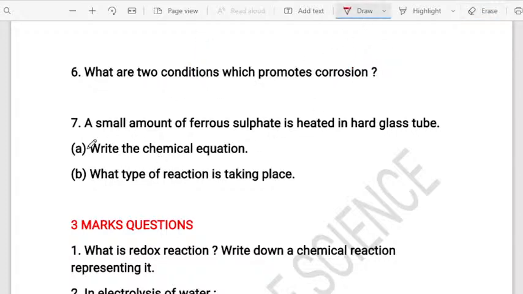Next, look: a small amount of ferrous sulfate is heated in a hard glass test tube. Write the chemical equation. I am asking you to write the chemical equation. Have you understood the question? What is happening here? We are heating ferrous sulfate. So a few have already started answering.